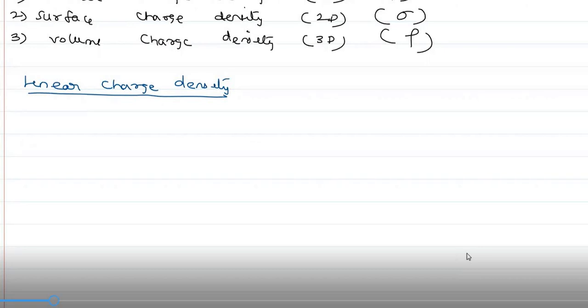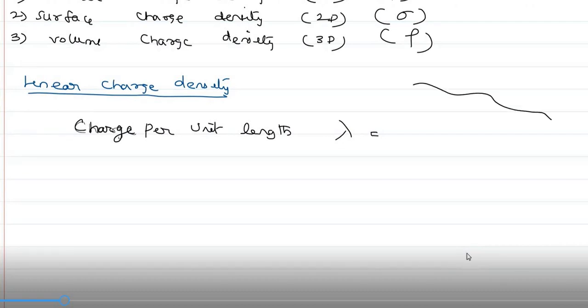What is the definition if they ask? Linear charge density is given by charge per unit length. Charge per unit length is nothing but linear charge density. If they ask you the definition, this much is enough. It is represented by the symbol lambda.